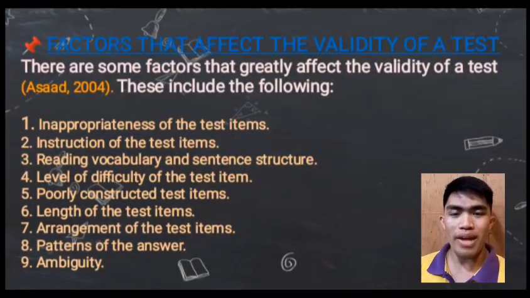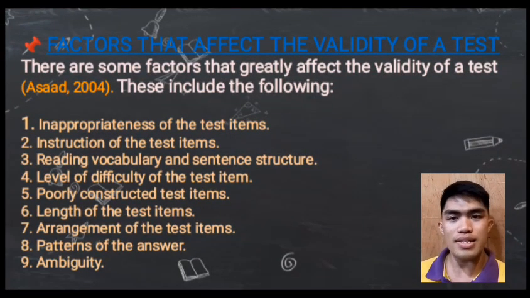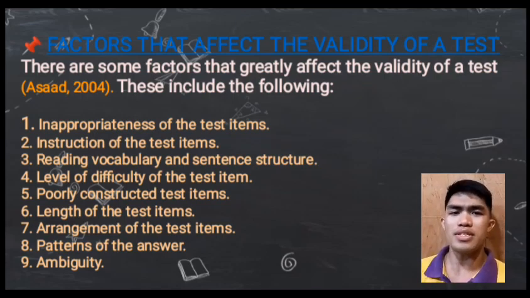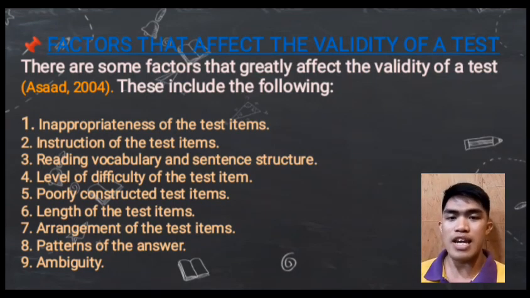At this moment, I am now going to discuss to you the factors that affect the validity of a test. There are some factors that greatly affect the validity of test according to Asaad 2004. These include the following. First, inappropriateness of the test items. Measuring the understanding, thinking skills, and other complex types of achievement with test forms that are appropriate only for measuring factual knowledge will invalidate the results.